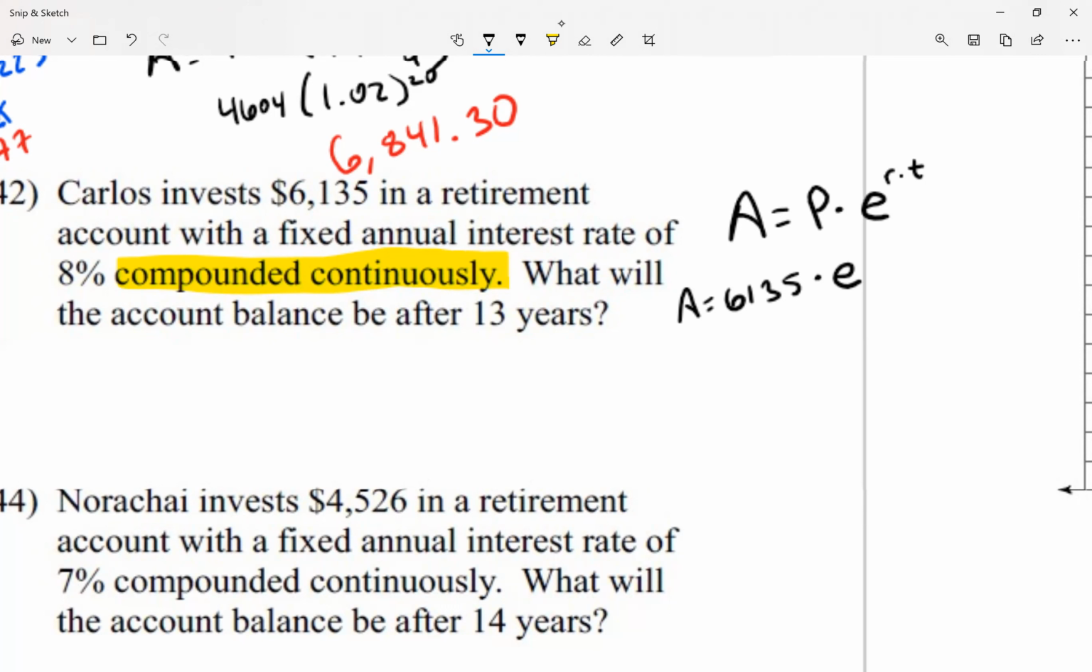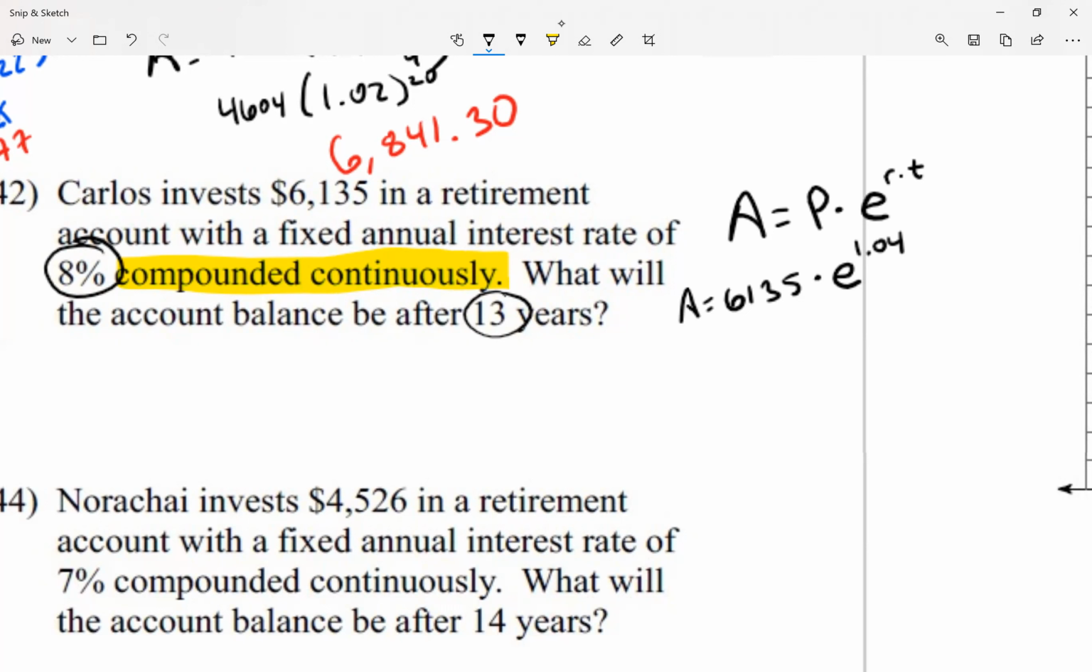For my exponent, I'm going to calculate rate times time. If you notice, the rate is 8%. So I'm thinking of 0.08. My time is 13 years. So on your calculator, go 0.08 times 13. And I get 1.04. All I did was rate times time.